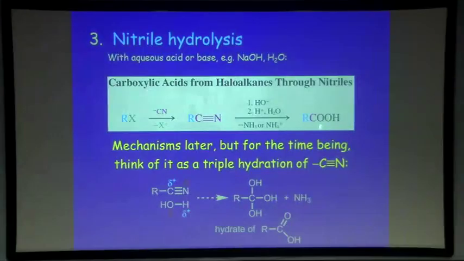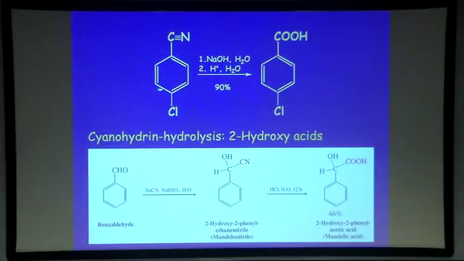Okay, so here again, you can trace this back to a nitrile. Nitriles can be traced back to haloalkanes. Haloalkanes can be traced back to hydrocarbons. So here's an example. You take this benzene-derived nitrile, common name benzonitrile. Sodium hydroxide gives you this carboxylic acid, quantitative.